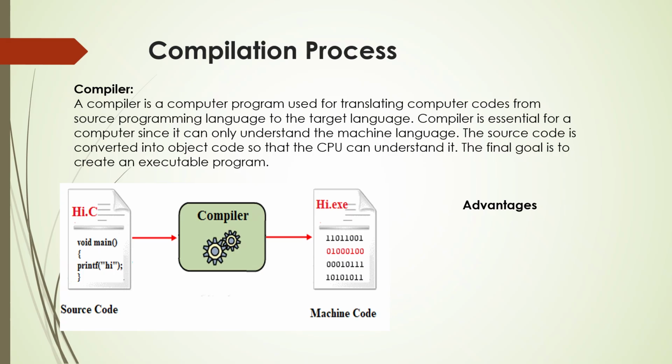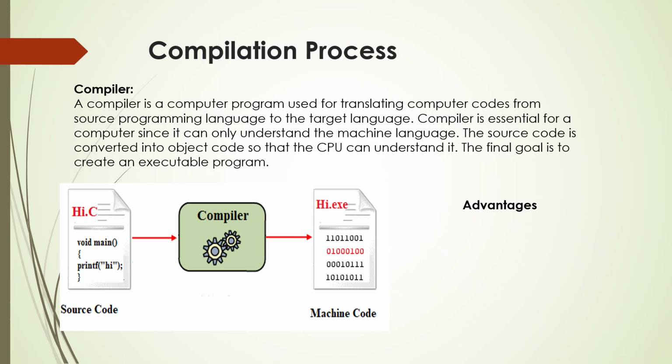Now let's understand the advantages of using a compiler. The first one is high execution speed. Once the program is compiled, the computer executes the machine code directly. Since no translation is required during execution, compiled programs run very quickly. The second advantage is efficient performance. Because the compiler performs many optimizations during compilation, the final executable program is often faster and more efficient.